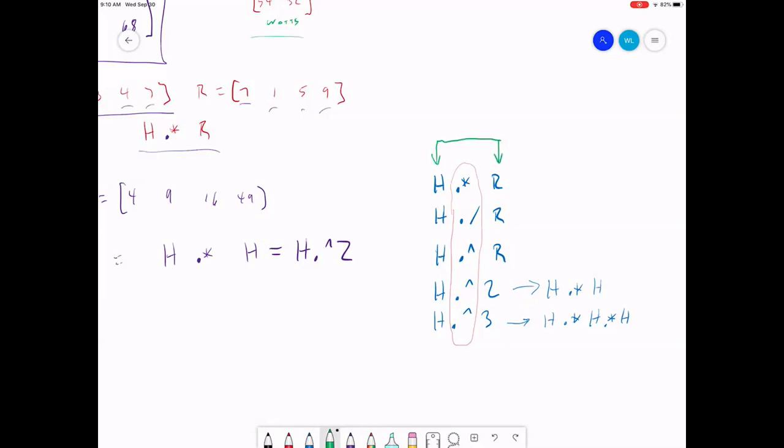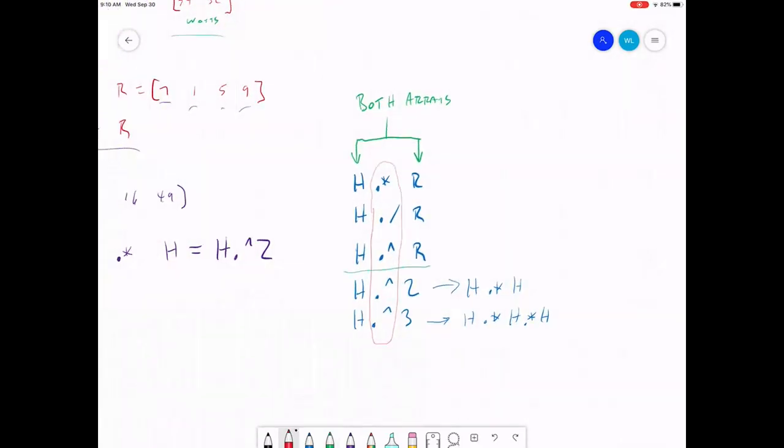When you're doing it, H and R, or whatever you've named these, are both going to be arrays. So it's not going to be one array and one scalar or anything like that. H and R are going to be arrays for both of them. And then the rule for all this: H and R must be the same size.